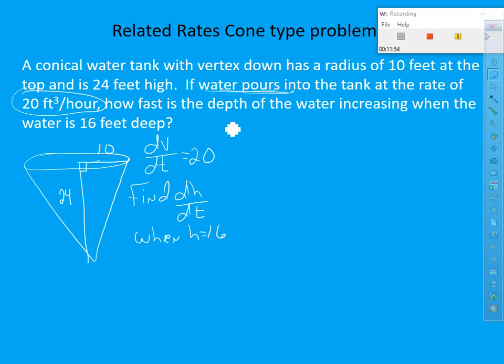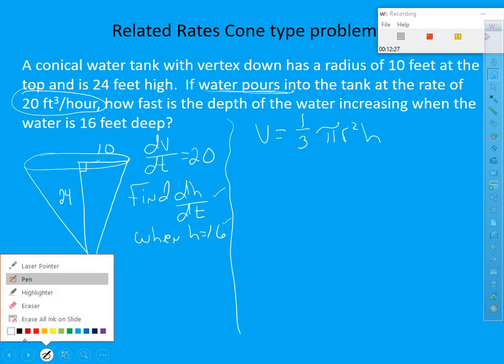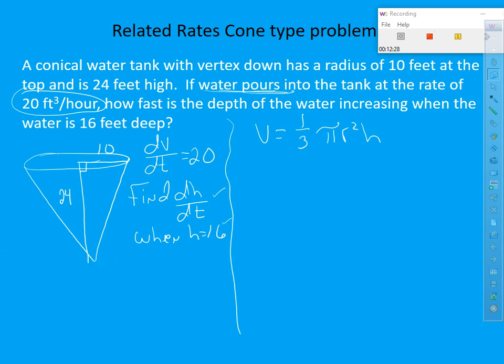Now, I'm going to start my problem a little bit here. I'm going to go ahead and write volume equals 1/3 pi r squared h. But now, guys, I need to get rid of either the r or the h. Now, in this case, I'm looking for a dh/dt. I've got h equals 16, so I would like to get rid of the r again. But we were not given a relationship between the radius and the height. When that happens, we have to go get one. So here's how we're going to go get one.